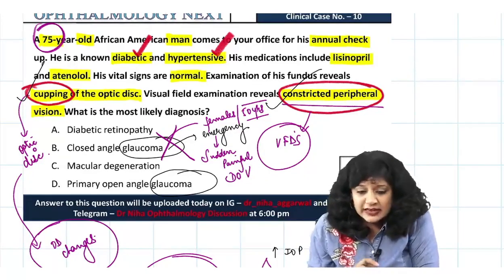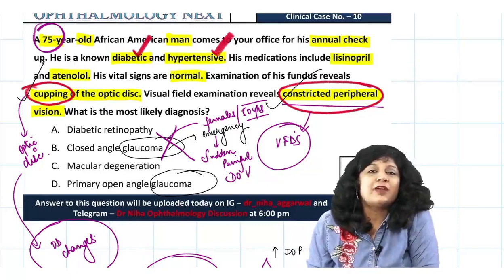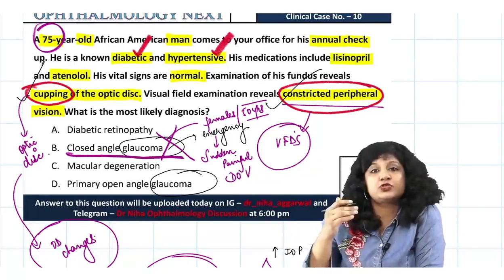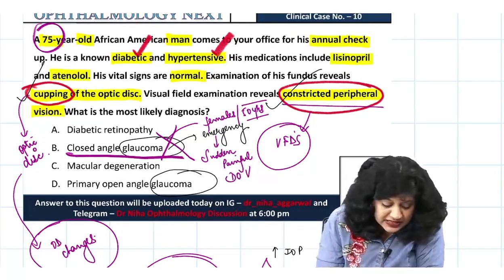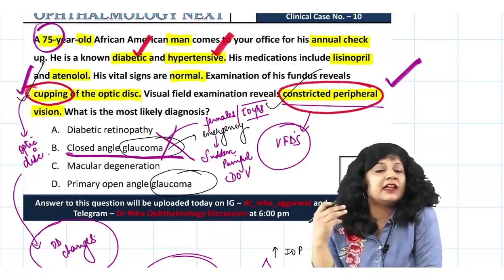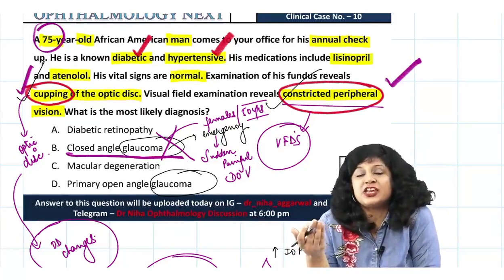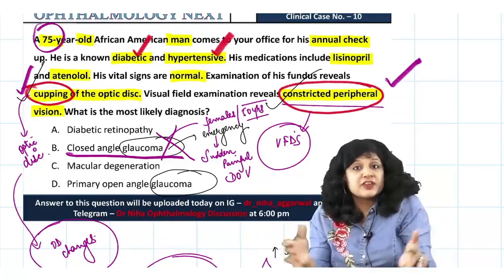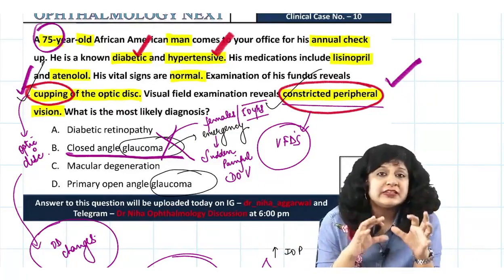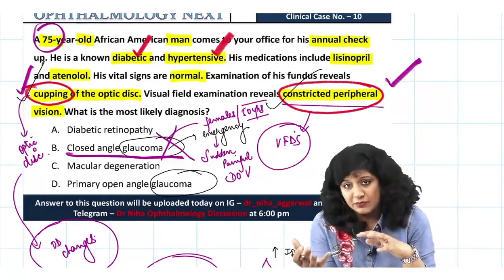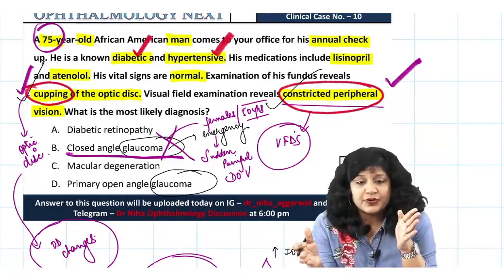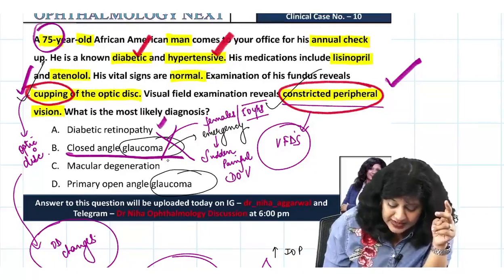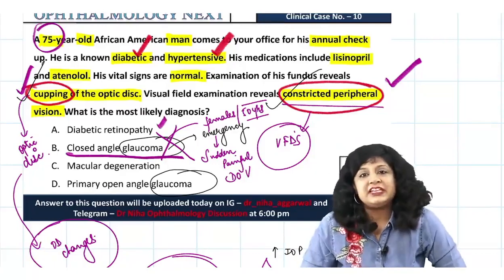Another important thing is that angle closure glaucoma happens to be an acute disease, so these things are very unlikely. Acutely you will not get optic disc changes, the cupping of the optic disc. You are very unlikely to get constriction of the visual field, because all these changes actually require time. So it has to be chronic. Okay, now we are left with diabetic retinopathy and macular degeneration.